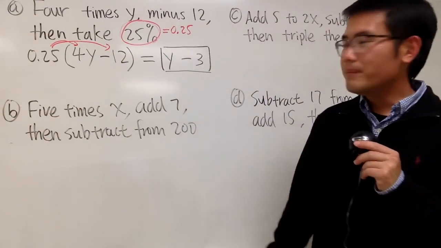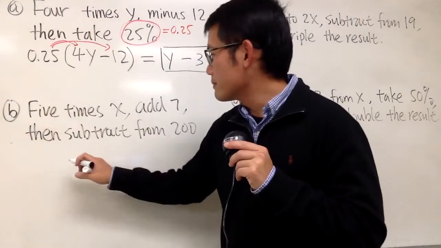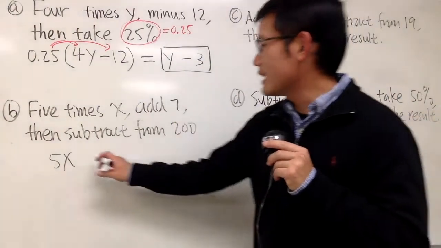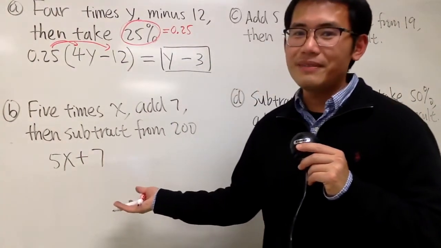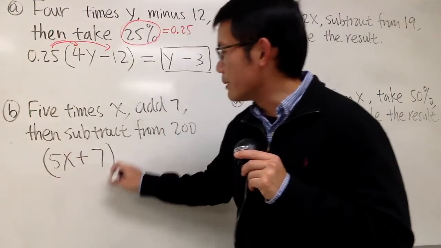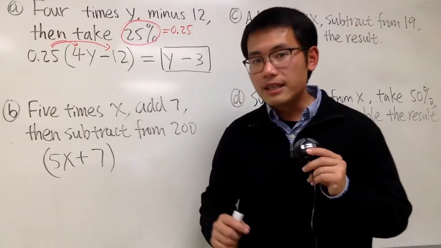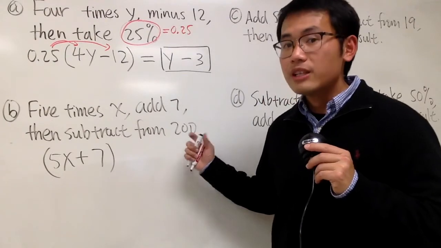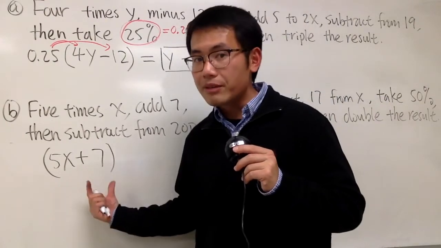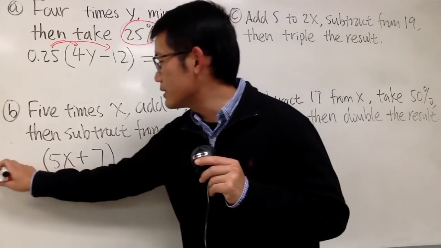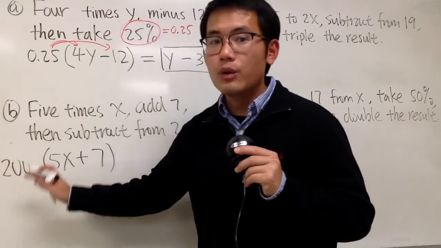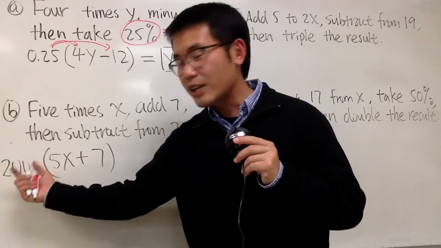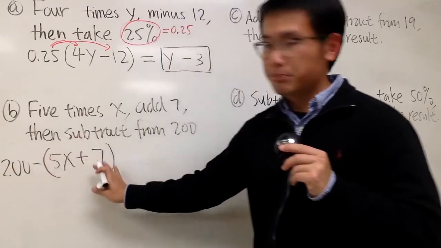Okay, for part B, it says 5 times x. So we have 5x. And then go ahead and add 7. Good. So it's just like this, right? And we have to put this in a parentheses. Finally, it says we are going to subtract this from 200. So in fact, this right here will go after. I will have to put down 200 first, like this. We have the 200 in the front because it says from 200. So it's actually 200 minus this parentheses.